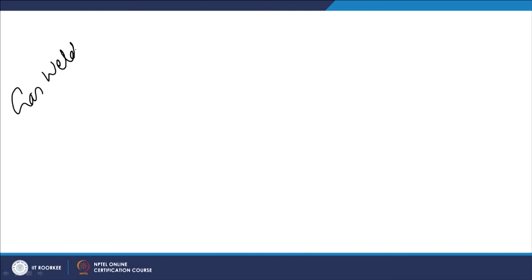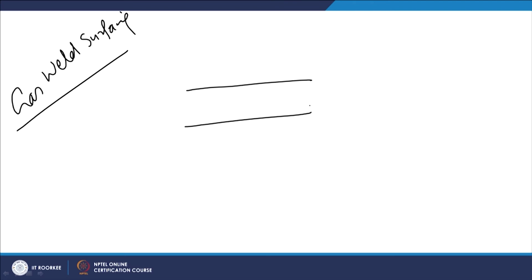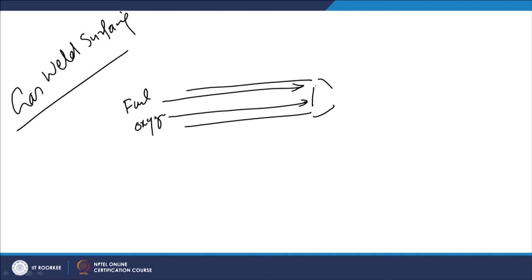gas weld surfacing. Like the name reflects, in gas weld surfacing, we feed two different gases, the fuel gas and oxygen, and both are fed and then mixed in a chamber. So, the fuel gas mixture, both gases are mixed and then allowed to come out.